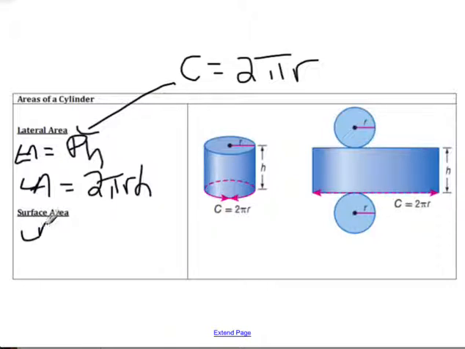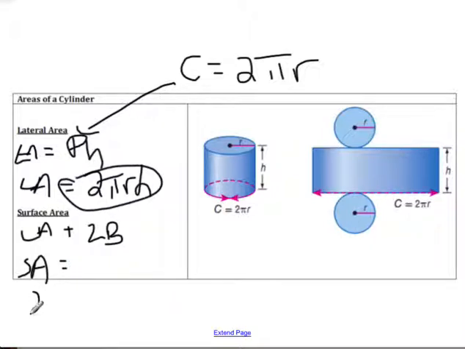Now remember for prisms, the surface area is the lateral area plus 2 times the base. Okay, so then what we want to do is we want to go ahead and figure out what that means for us. So we know, first of all, that the lateral area is 2 pi r h. So I'm going to write that out that way, 2 pi r h. So that's taking care of that lateral area part. Then we want to do 2 times the area of the base.